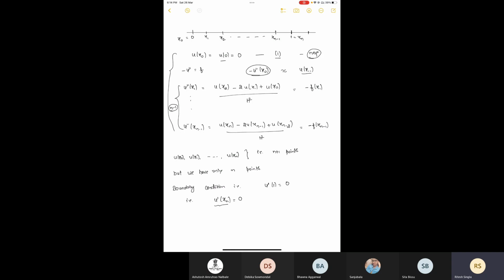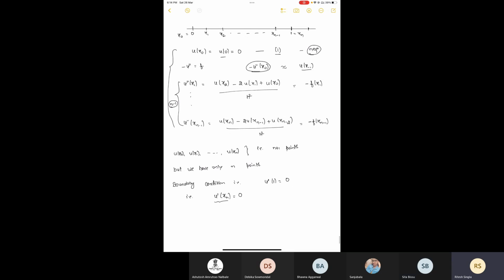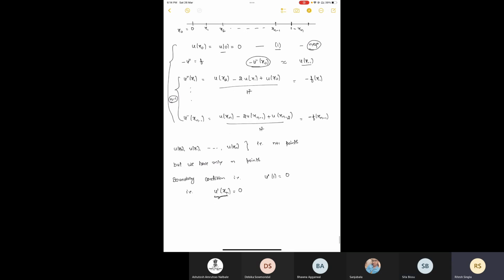Am I making sense here? Yes, sir. So if I apply central difference scheme here also at u prime of xn, if you see the formula, it should be u of x of n plus 1 minus u of x of n minus 1 upon 2h. This is equal to u prime xn, right?